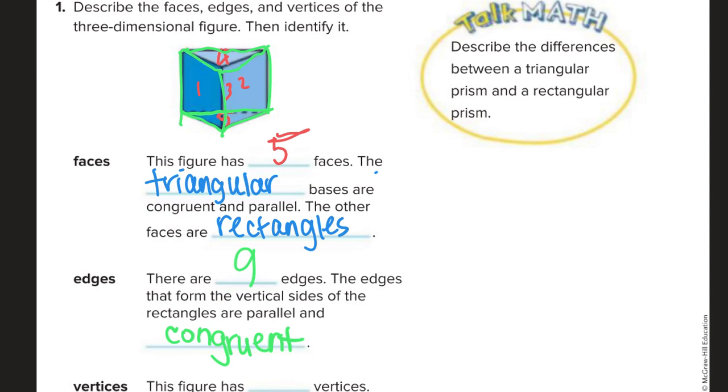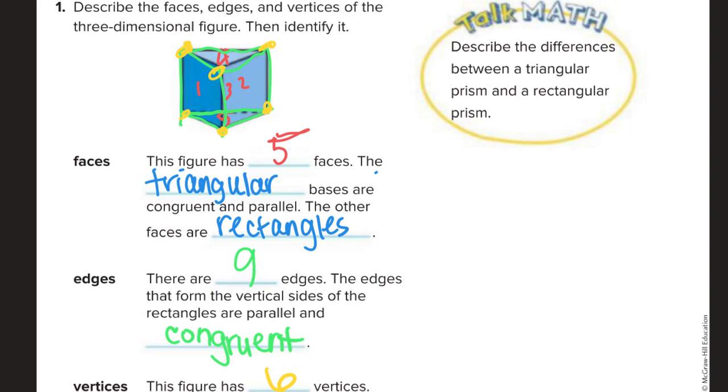Okay, this figure has how many vertices? Let's do those in yellow. 1, 2, 3, 4, 5, 6. 6 vertices. This figure is a triangular prism.